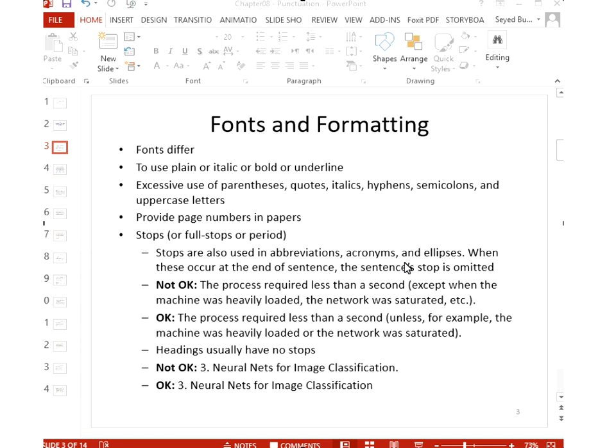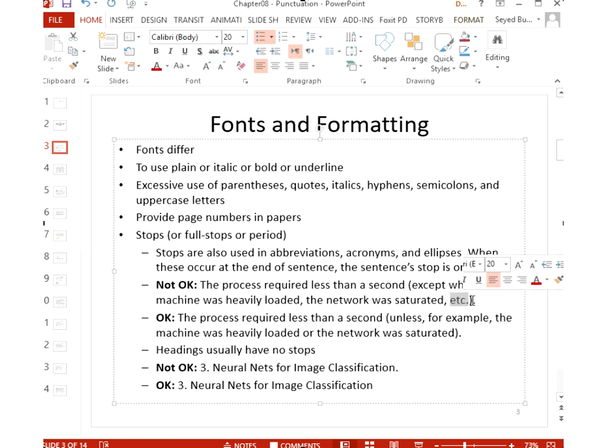Suppose you have a sentence, and inside it you have another sentence, and the inner sentence has a full stop and ends at the end of the first sentence. Here is an example. The process required less than a second, except when the machine was heavily loaded, the network was saturated, etc. So you can see there is a second sentence in the brackets with a full stop. At the end of etc. there is a full stop, and at the end there is another full stop.